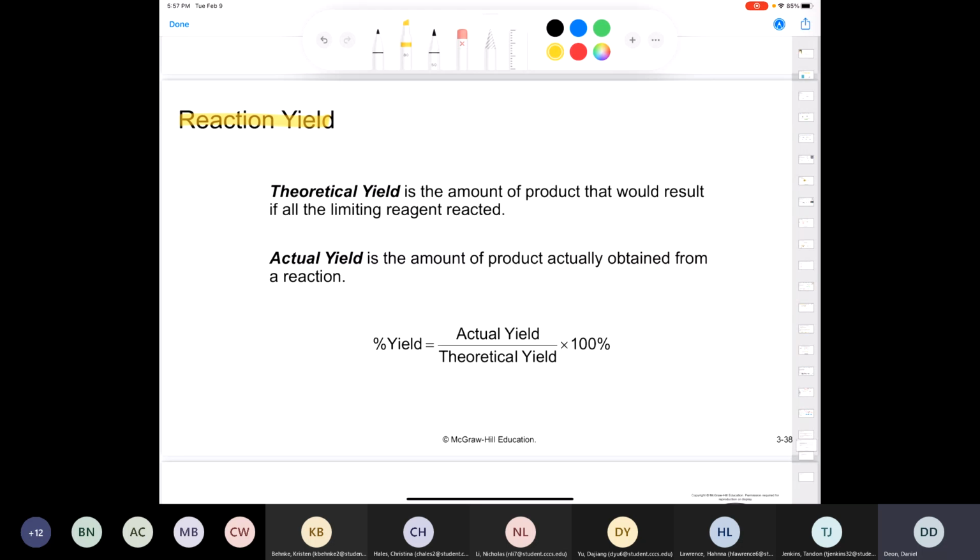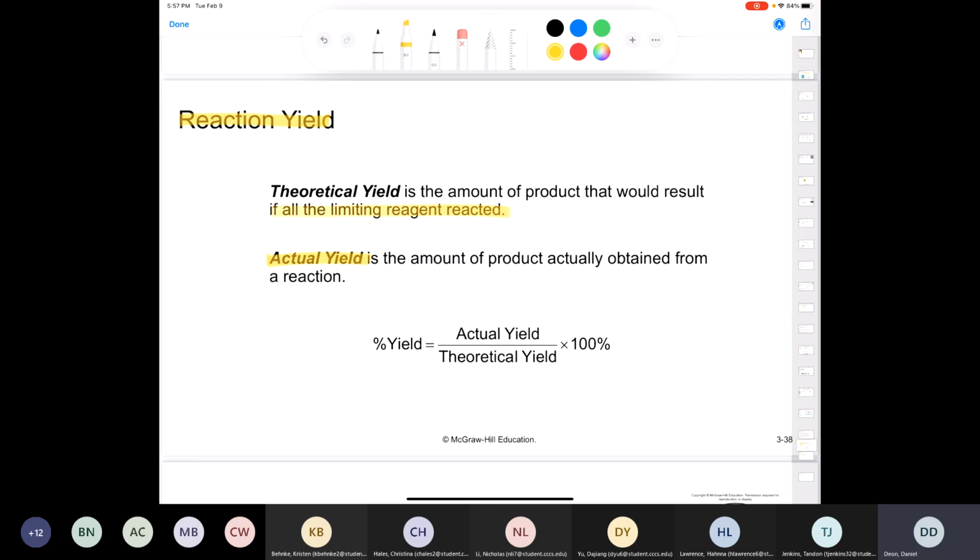Because everything that we've looked at up till this point dealt with theoretical yields. Theoretical yield is not reality, right? The theoretical yield is the amount of product that would result if all the limiting reagent reacted. So that would be ideally, okay? If everything in a perfect world all reacted perfectly, and you got no other problems, no side reactions or anything like that, that's what you would get. Actual yield, this is reality. So theoretical, what we call that in your dreams, and actual yield, this is reality.